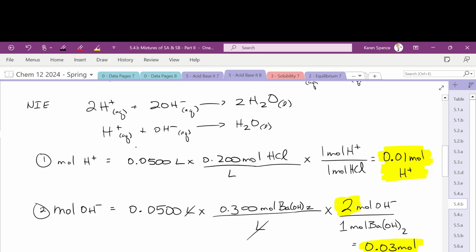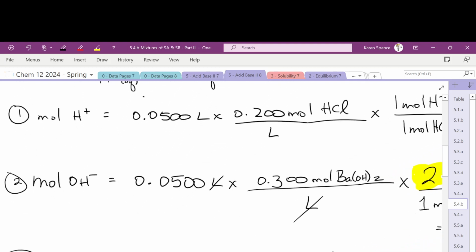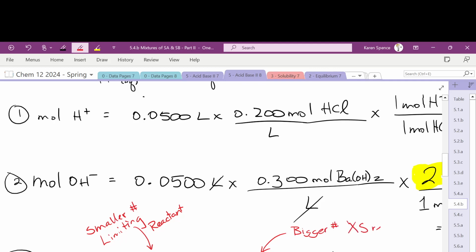So if we look at these two numbers, who is going to get used up completely? Is it going to be the H or the OH? H plus will be used up completely because it's the smaller number. It is the limiting reactant. And the OH minus is the bigger number. It is the excess reactant.